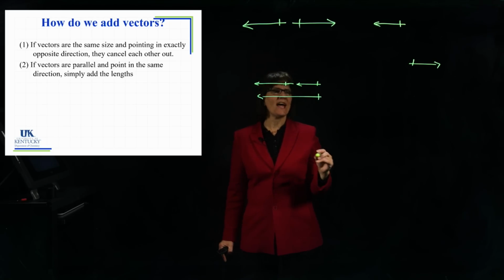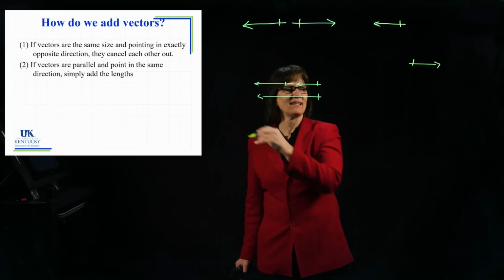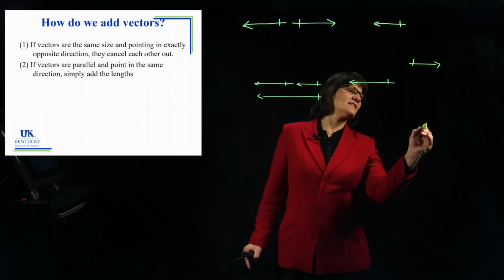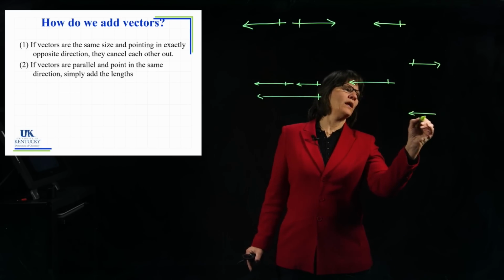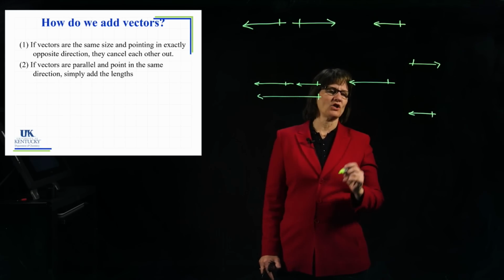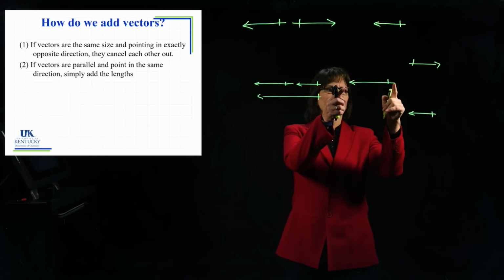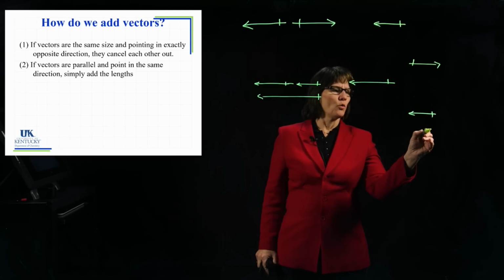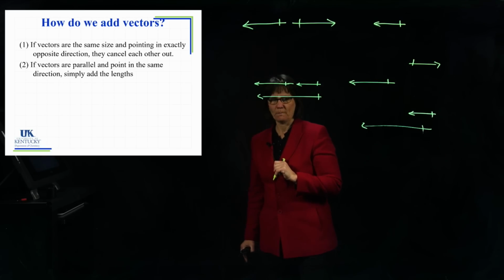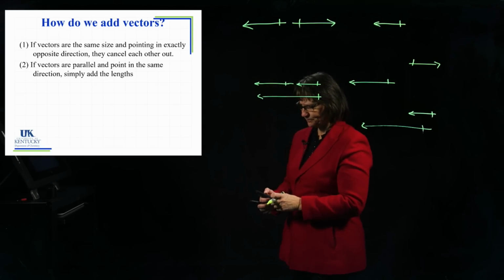And once again, they just have to be parallel. They don't have to be in the exact same line. So I could have somewhere in a molecule one pointing here and somewhere else in the molecule pointing here. They are absolutely parallel, pointing in the same direction. And so the length of this plus the length of this would be the length of the vector that is the sum of those two. Okay, so that's the second one.